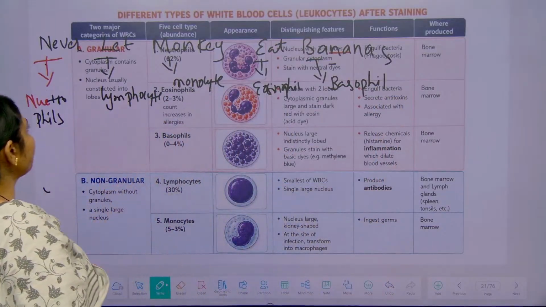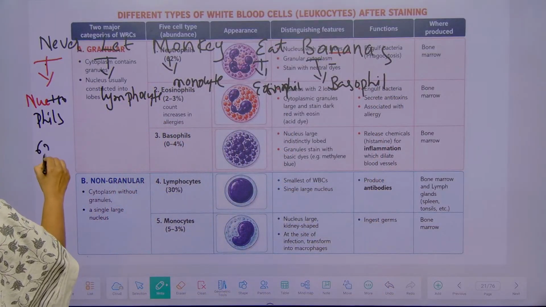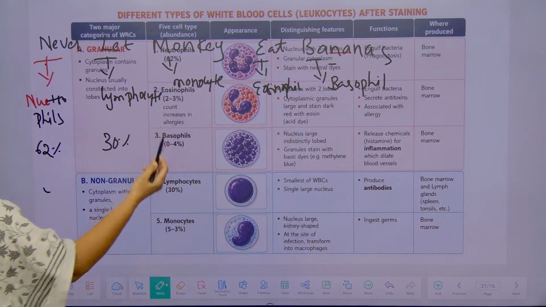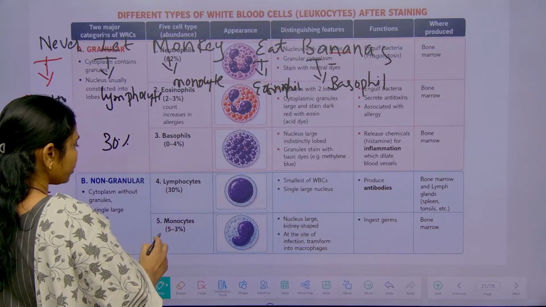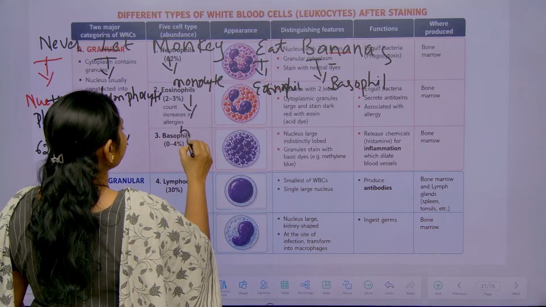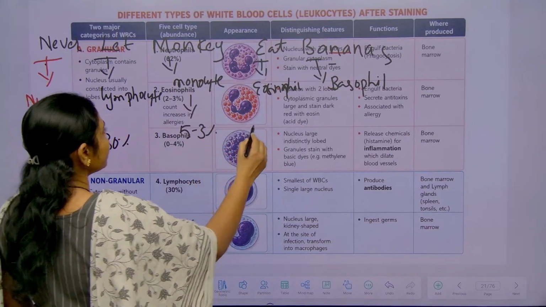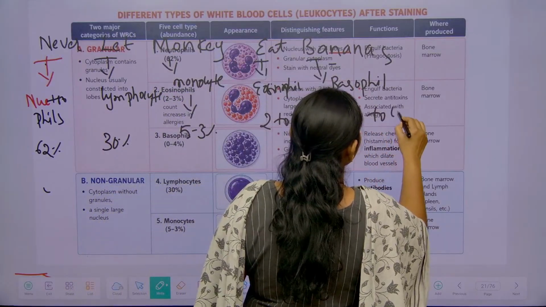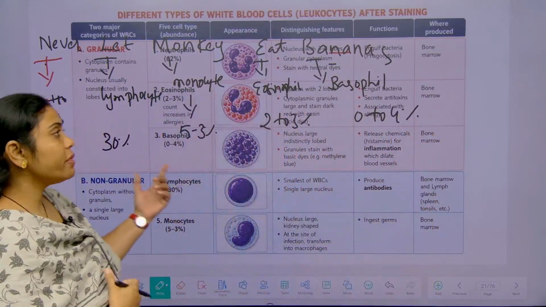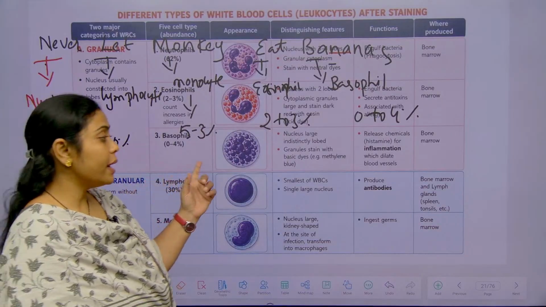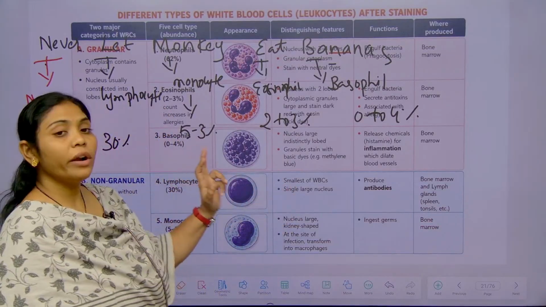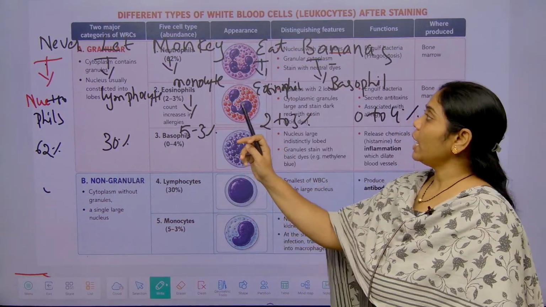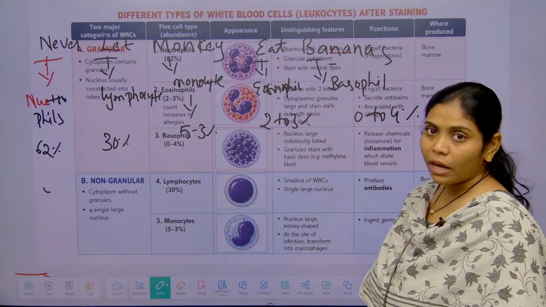According to the percentage, neutrophils are 62%, lymphocytes are 30%, monocytes are 5 to 3%, eosinophils are 2 to 3% and basophils are 0 to 4%. In this way you can easily remember the descending order of the WBCs. What is that? Never let monkey eat bananas.